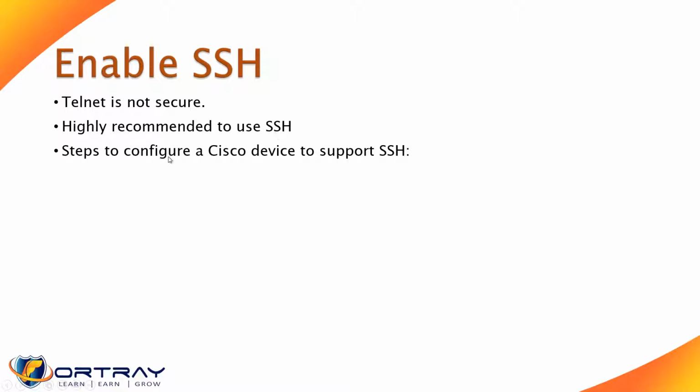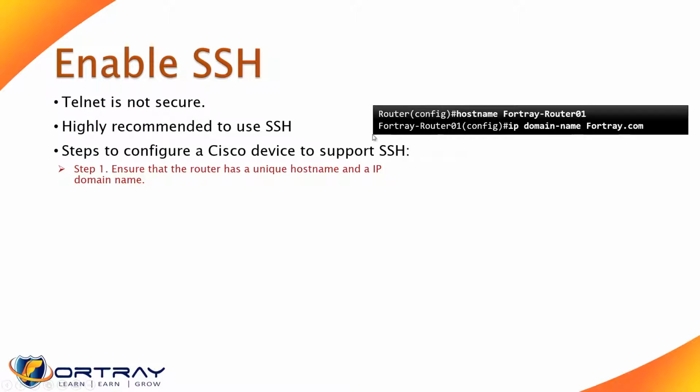Steps to configure Cisco devices to support SSH. Ensure that the router has a unique host name and IP address. So first of all, the router must have a unique name in the network. Secondly, you need to configure a domain name, like bbc.com or google.com. You say the ip domain-name command and give any domain name. In a corporate environment, they most likely have their own domain, maybe a local domain, so just ask the company.